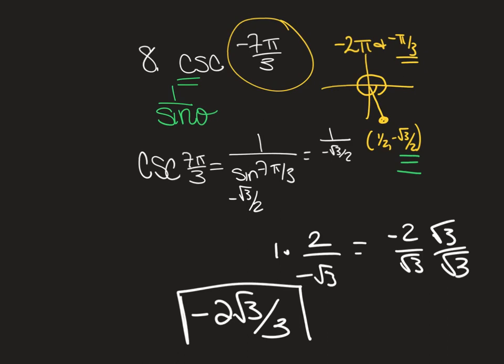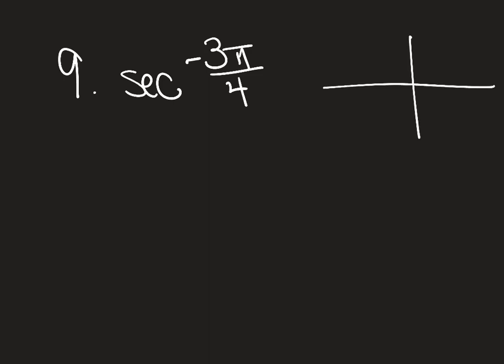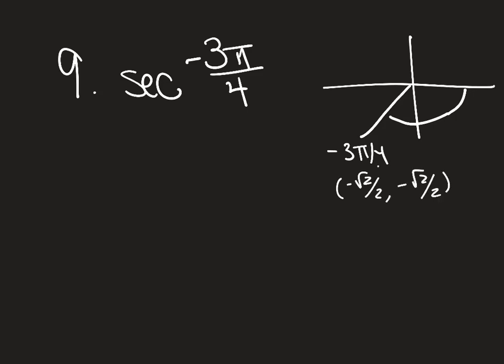And let's try number 9. Number 9 is similar. Number 9 says that I have secant, which is cosine's friend, of negative 3 pi over 4. So negative 3 pi over 4, there's 1/4, 2/4, 3/4. That's negative 3 pi over 4.